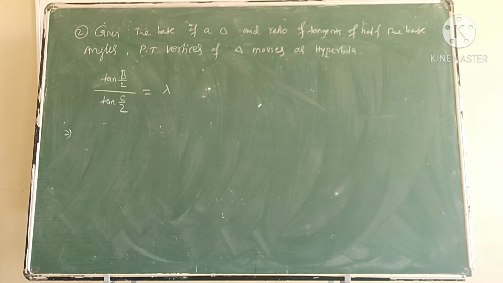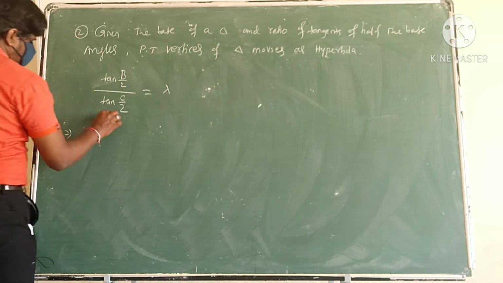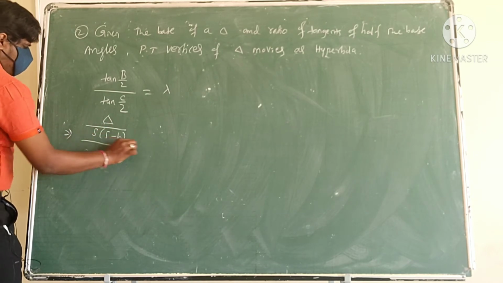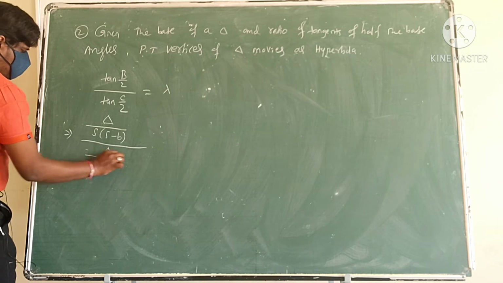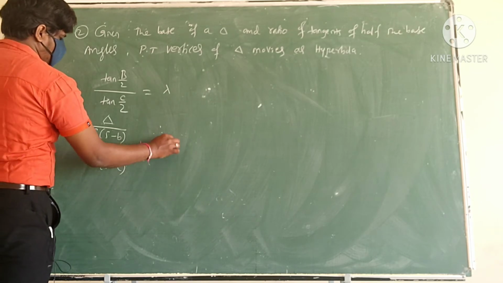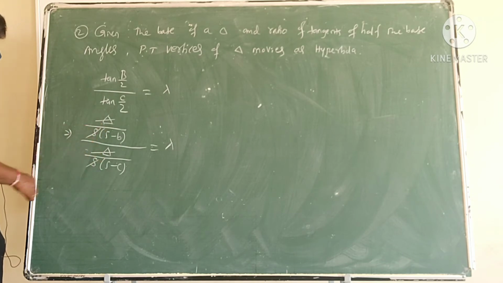What is the formula? You don't have to open notebooks. We did not learn. S by S into delta by S into S minus B. फॉर्मूला क्या है? डेल्टा बाय एस इंटू एस माइनस बी डिवाइडेड बाय डेल्टा बाय एस इंटू एस माइनस सी इज इक्वल टू लैम्डा. See, area, delta means area of the triangle, that is cancel, this S cancel.